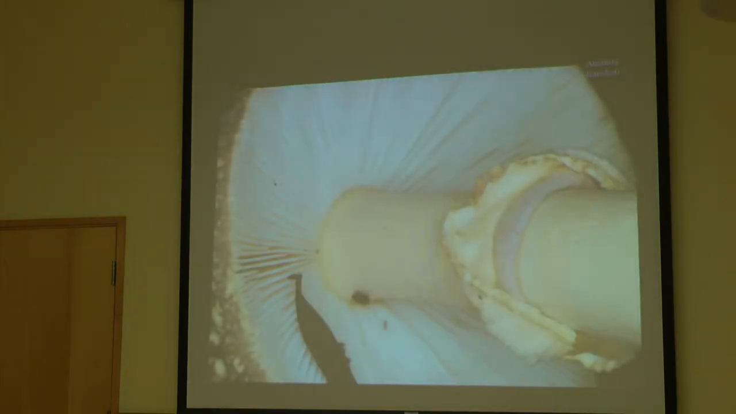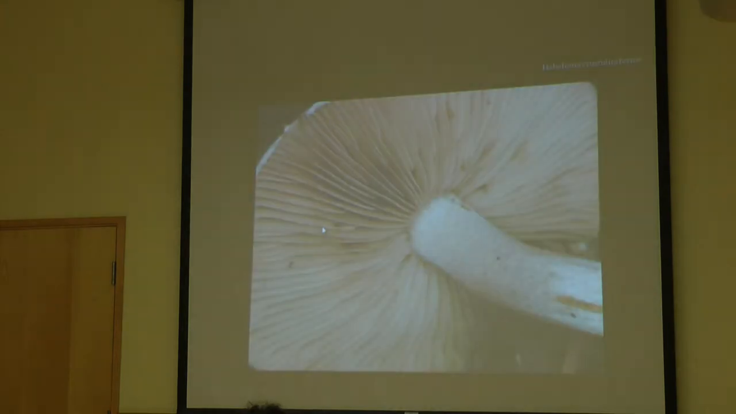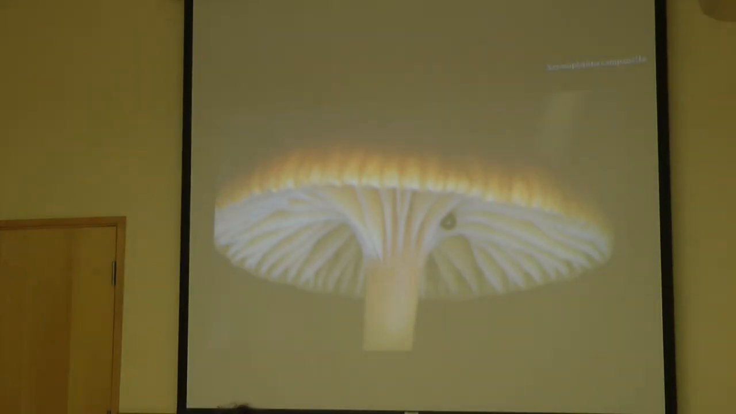Amanitas have what they call finely attached gills, and you can see that they're just barely attached to the stipe here. Hebeloma has bluntly attached gills. You can see that they just come right into the stipe at a 90-degree angle.